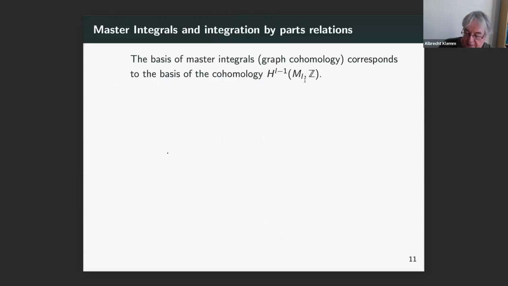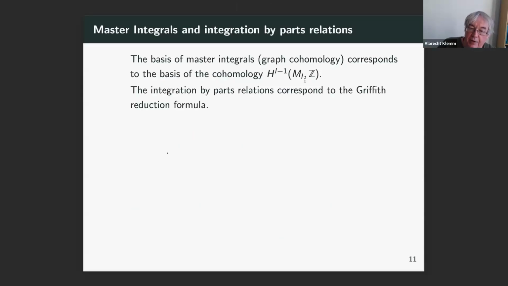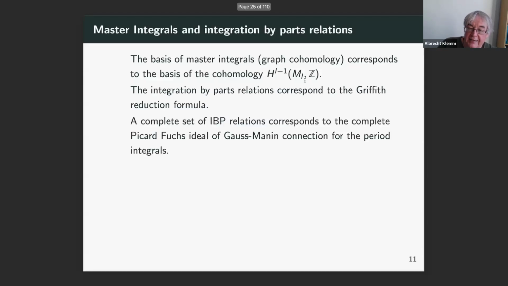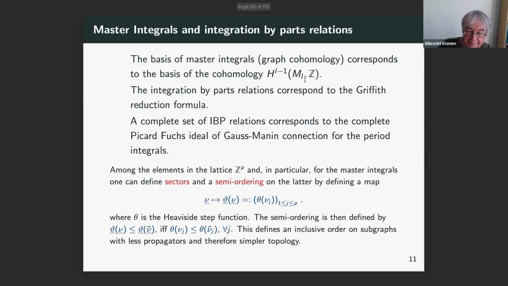So in this analogy, you should think the basis of these master integrals is kind of a graph cohomology, and that would correspond in the Calabi-Yau application to the cohomology of the Calabi-Yau, and the integration by parts corresponds roughly to the Griffiths reduction formula. And then if I get a complete set of IBP relations, they correspond to the complete Picard-Fuchs ideal. That is equivalent to the Gauss-Manin connection for the period integrals.